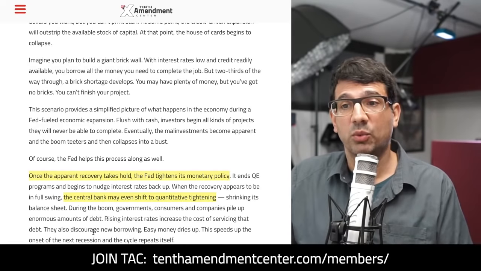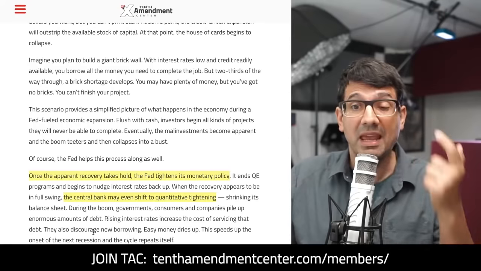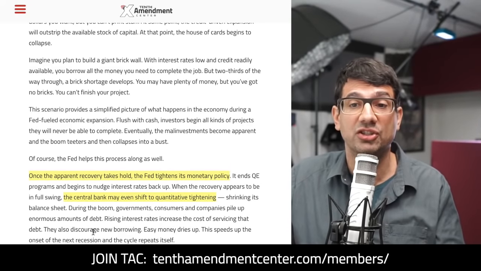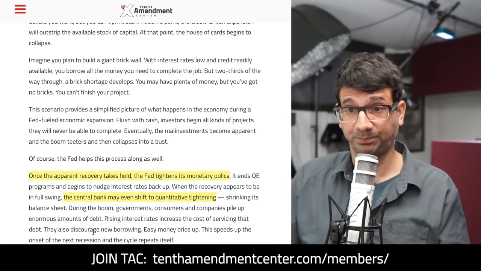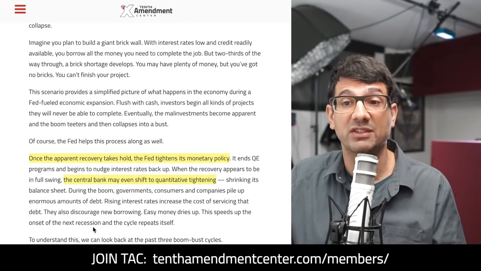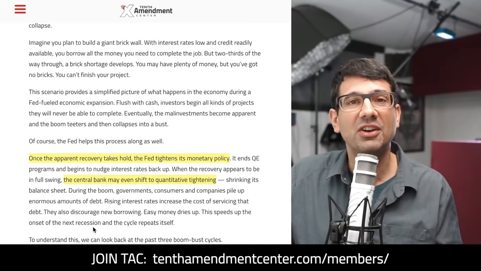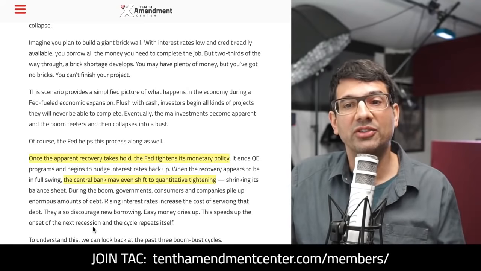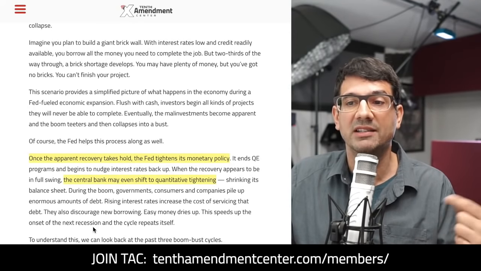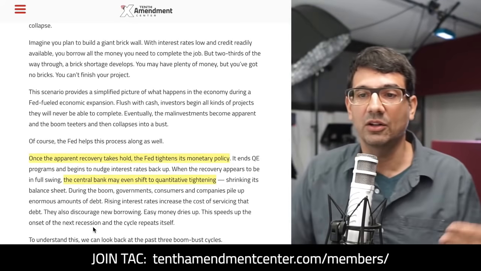Mike goes on. He says, when the recovery appears to be in full swing, the central bank may even shift to quantitative tightening, shrinking its balance sheet. During the boom, governments, consumers, and companies pile up enormous amounts of debt. Rising interest rates increase the cost of servicing that debt. They also discourage new borrowing. Easy money dries up. This speeds up the onset of the next recession, and the cycle repeats itself.